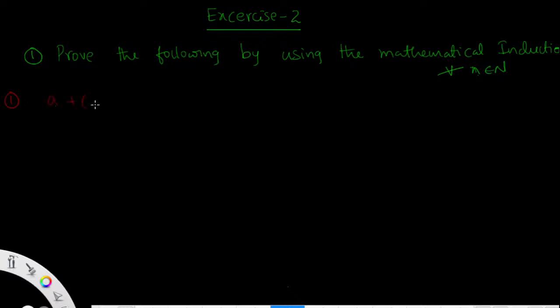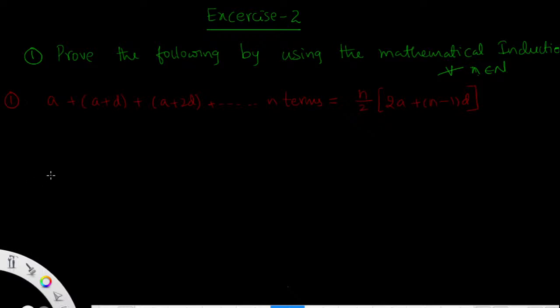A plus (A plus D) plus (A plus 2D) plus, and so on up to n terms, which is equal to n by 2 into (2a plus (n minus 1) into d). So this is the basic formula.